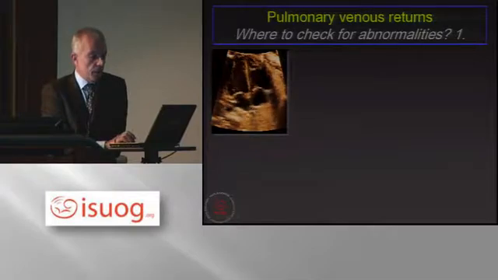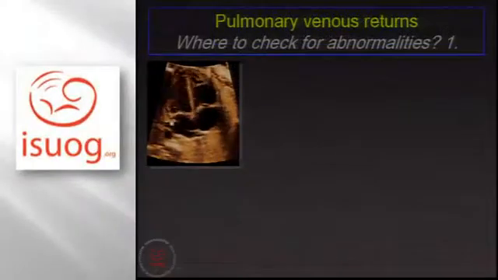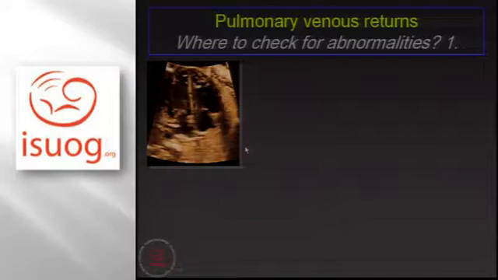So as far as pulmonary veins, where to check for abnormalities on the four-chamber view using grayscale? In this case you see this is the sign it should get. The back wall of the left atrium is not a continuous line. It should have 2 tags which represent the entrance of 2 of the 4 pulmonary veins.